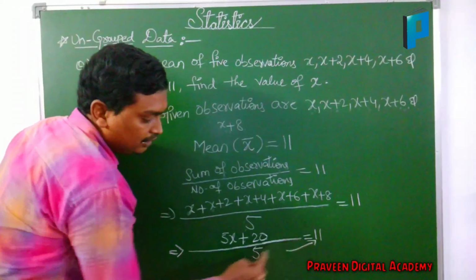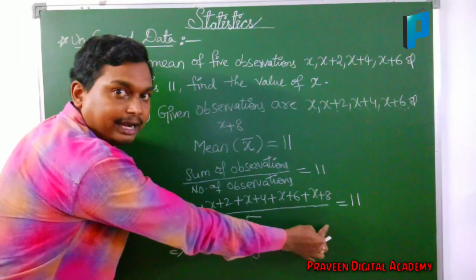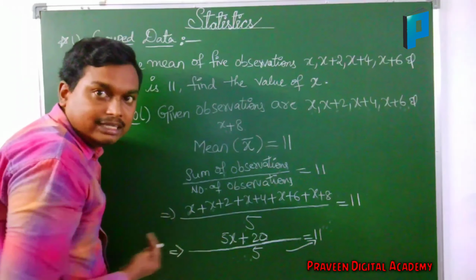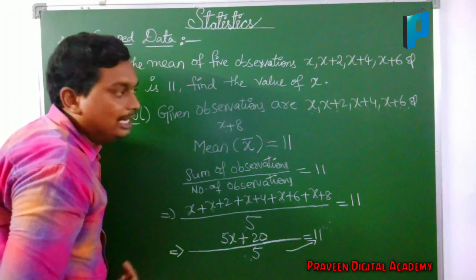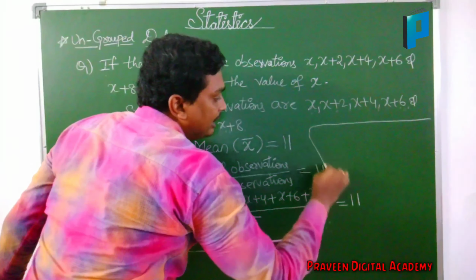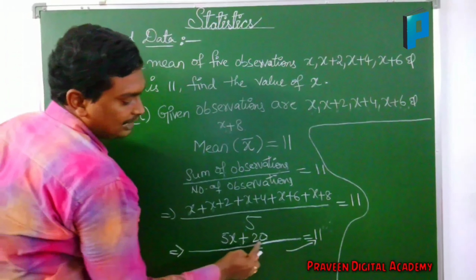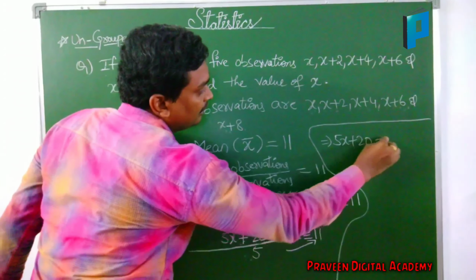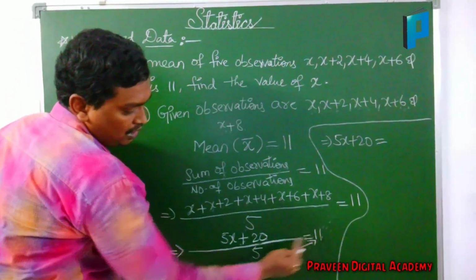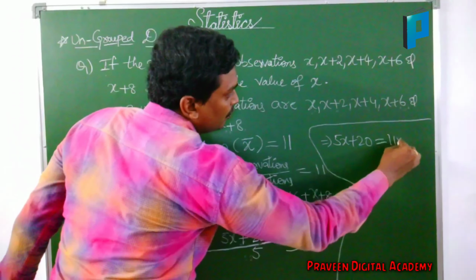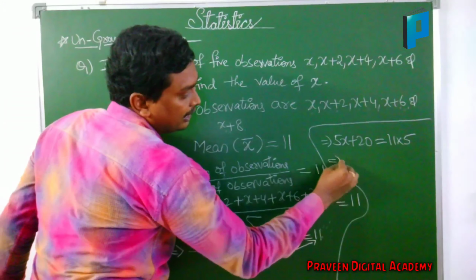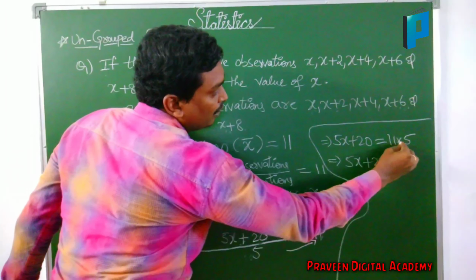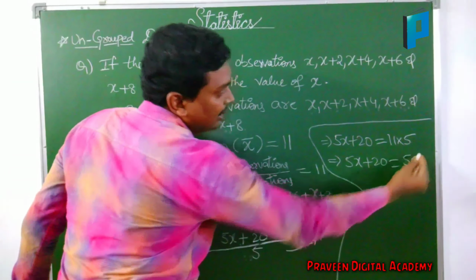Now you bring this denominator to the right side. Why are you transposing the denominator to the RHS? It will become multiplication. So what we will get here? 5x plus 20 is equal to 11 into 5, which is 55.